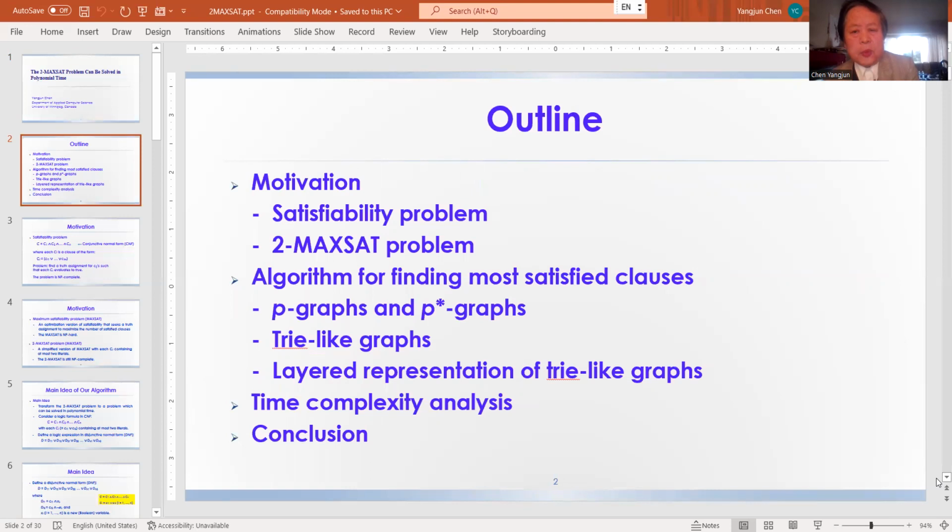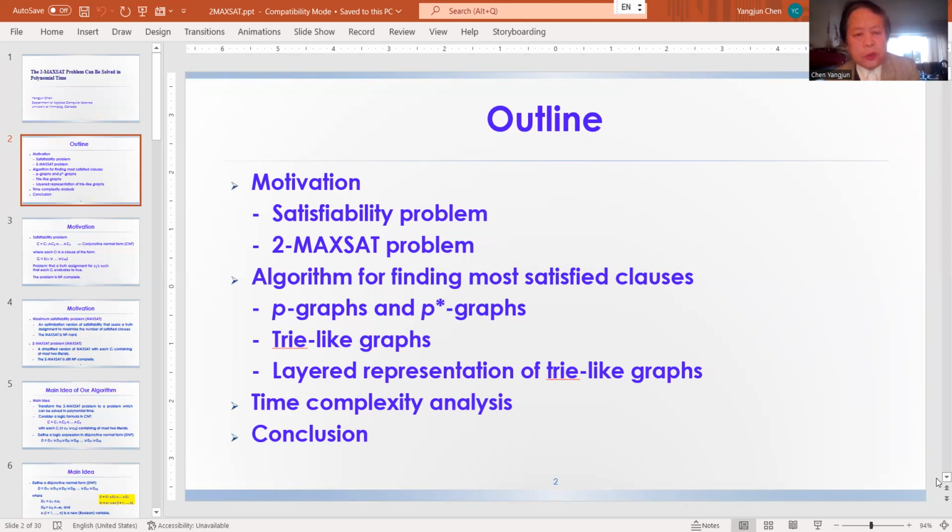Here is the outline of this talk. First, the motivation of this work. For this, I show you what is the satisfiability problem, as well as what is the two-merge sort problem. Both of them are NP-complete. Then I present our algorithm to solve the two-merge sort problem in polynomial time.